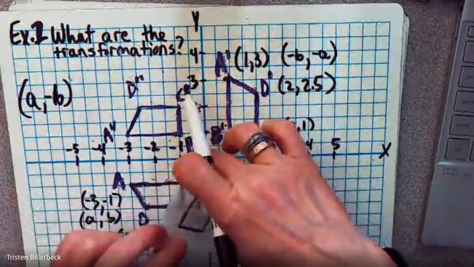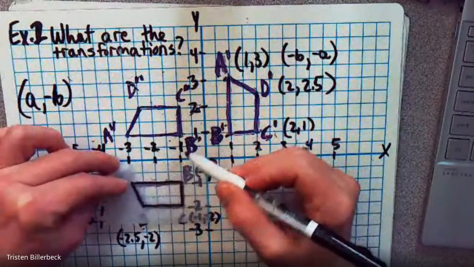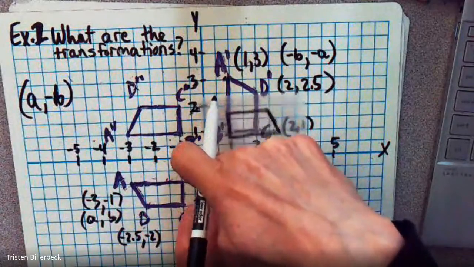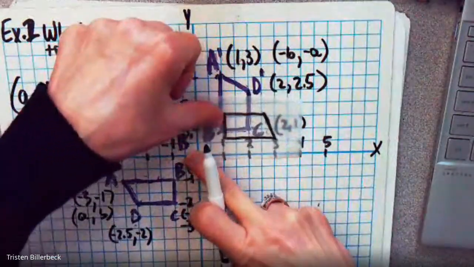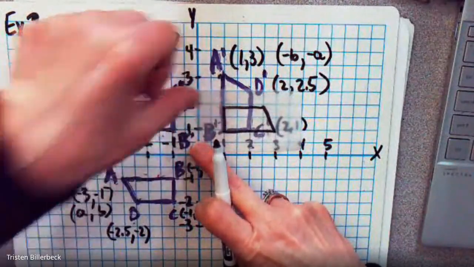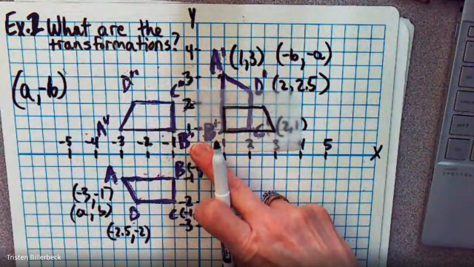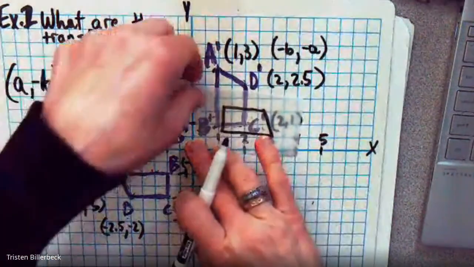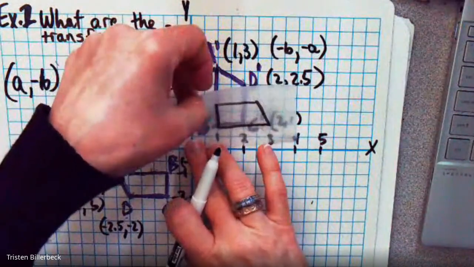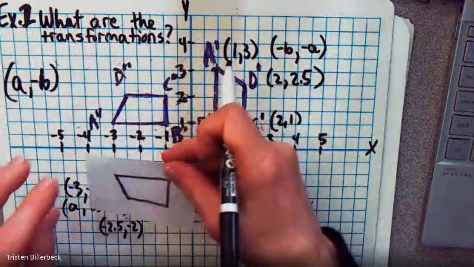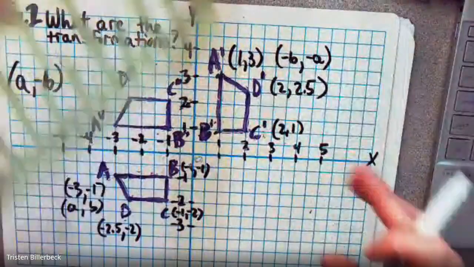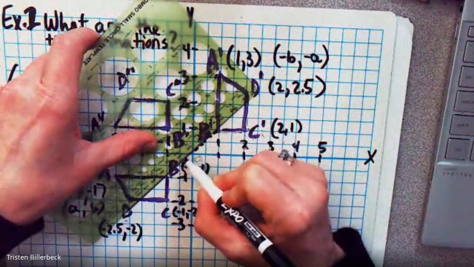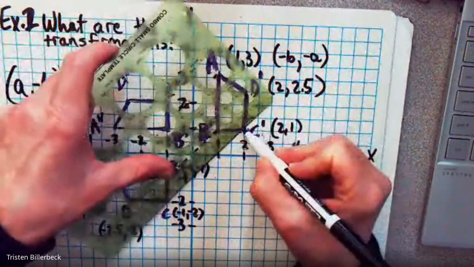So if we pin down the origin right here and we rotate, that's not a rotation. Okay, so the rotation would end up like that. So we don't have a 180-degree rotation here. So what we do have is we can start joining the corresponding points.